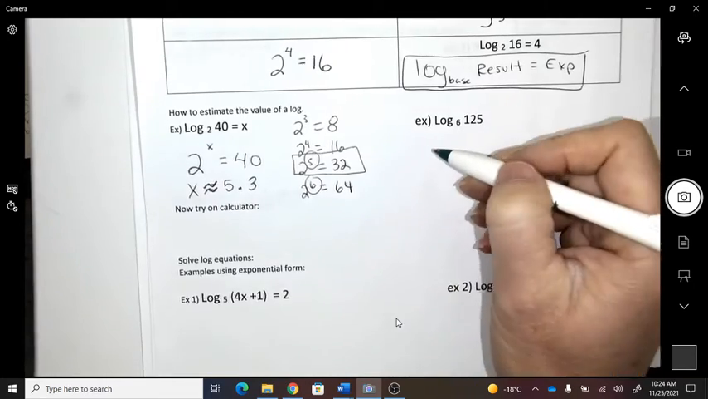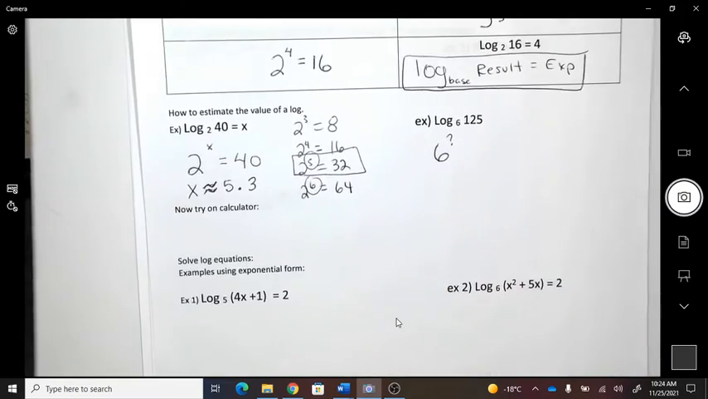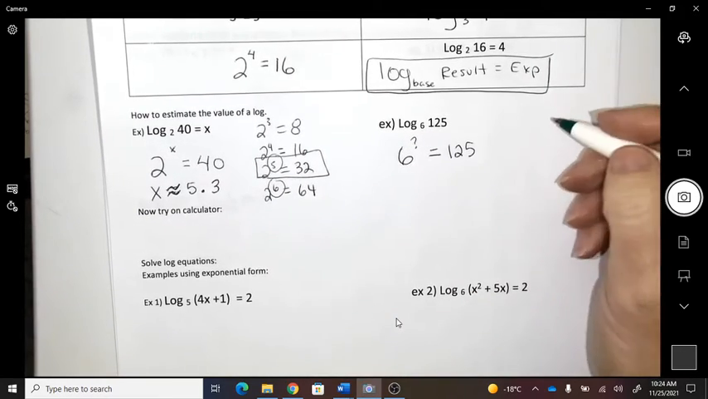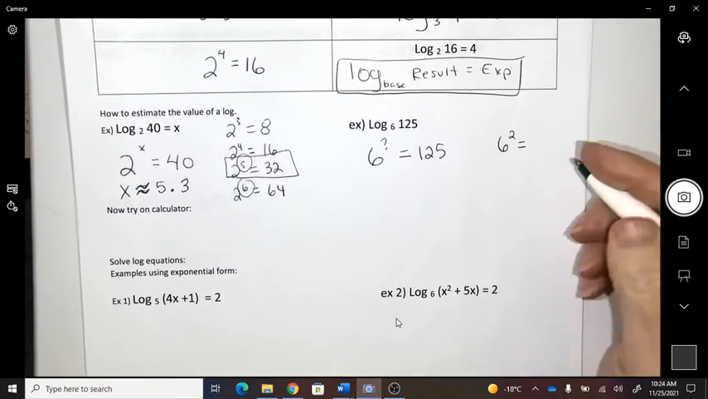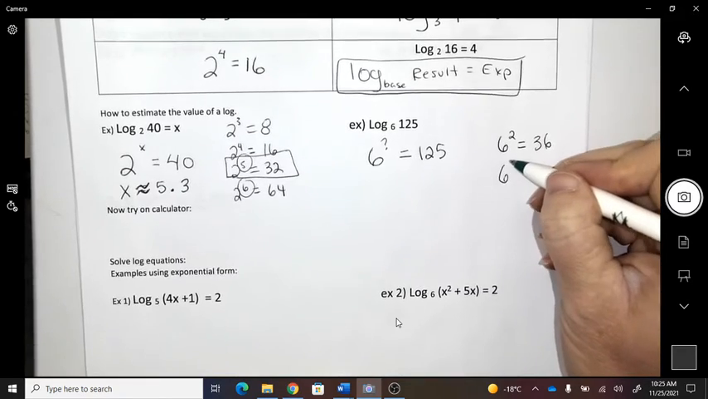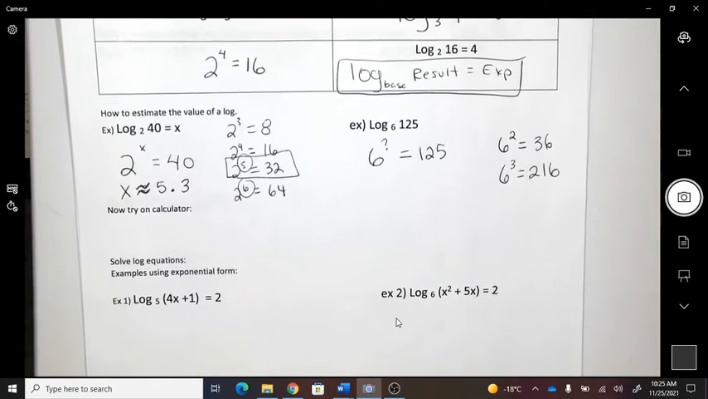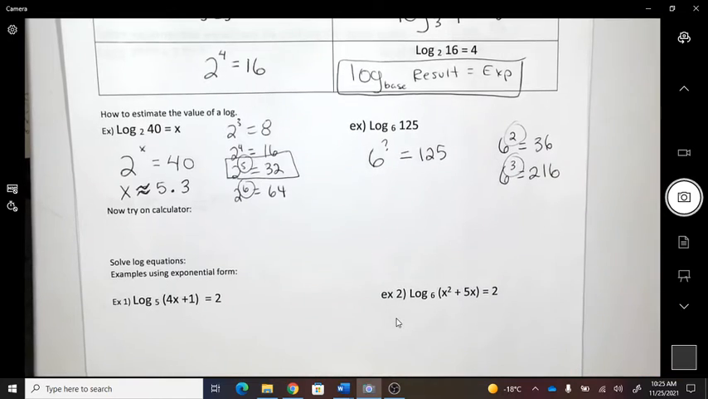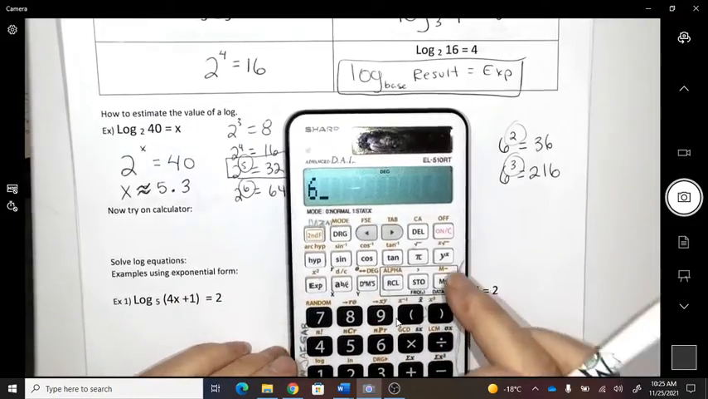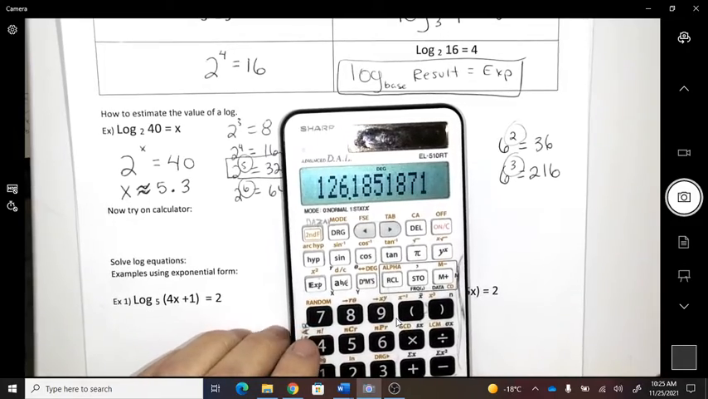What's the base I'm using? 6. I'm trying to estimate the exponent to get a result of 125. Okay, we would know 6 squared, right? 36. Does anybody know 6 cubed? 216. Did you know that or did you already? Well, I totally put them in calculator. Okay. Alright, it's obviously between the value of 2 and 3. Are we leaning closer to something? Mm-hmm. So at this point, I would probably be going like this. 2.7. Oh yeah, that's pretty close. Look at that.